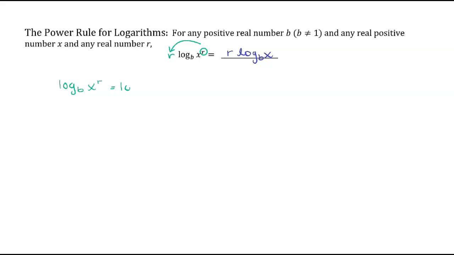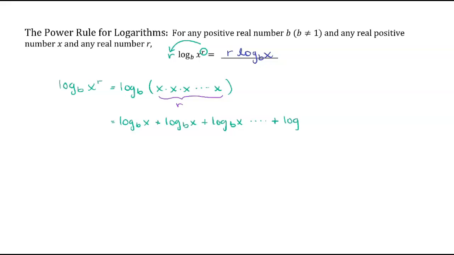This is log base b of x times x times x for our r factors of x. And using the product rule, this is log base b of x plus log base b of x plus log base b of x, and so on until we have r copies of log base b of x all added together, or r times log base b of x. Let's take a look at some examples.